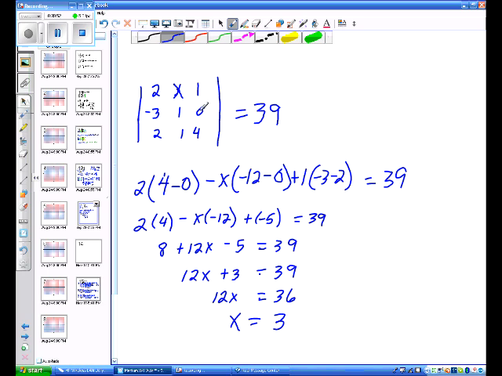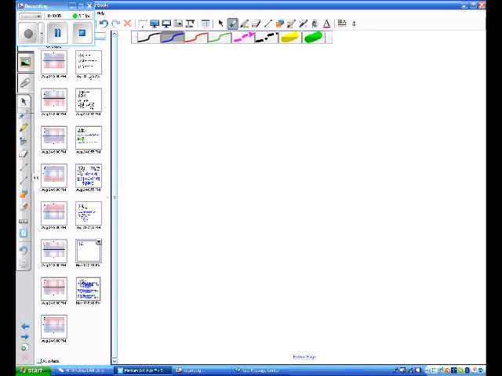So if you had something and you had a missing term, you didn't know what that was, then you can still set it up to find your determinant and solve for that variable. And we want to take just a minute and go through one determinant for a 4 by 4.